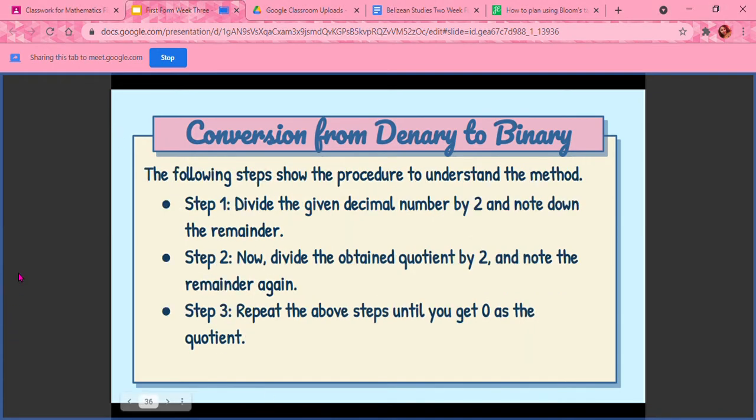Now, the steps for how to change a decimal number to a binary number. The easiest method is through division. There are different methods of how this can be done, but we are going to work with the easiest method, which is that of division. When we are given a denary number or a decimal number, a number in base 10, for me to be able to change that number into a base 2, I have to divide that number. And I'm going to divide and divide and divide and divide until I cannot divide anymore.